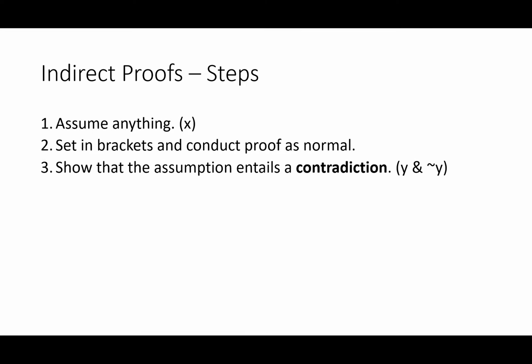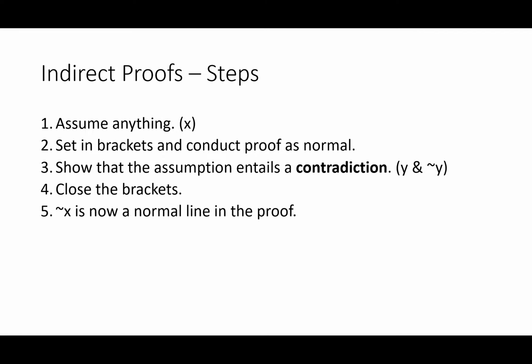Step 3. We show that the assumption entails a contradiction. Just get to a line that states any contradiction like Y and not Y in that format. You'll be using conjunction a lot. Then we close the brackets. Not X is now a normal line in the proof.